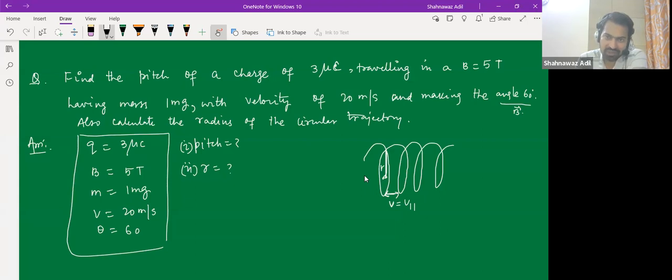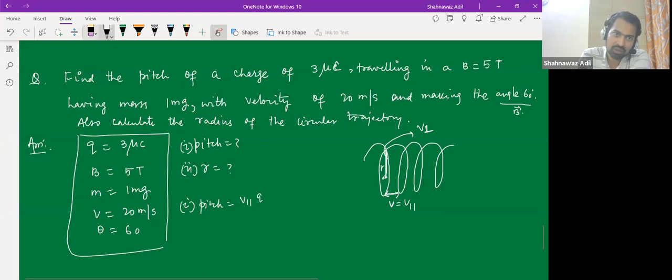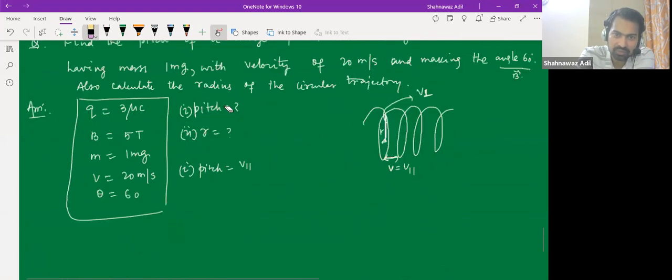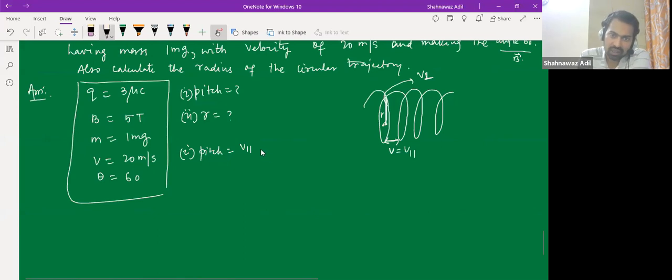What gives the circular trajectory? Which velocity? So the radius is given by V perpendicular, right? And what is pitch? So pitch is V parallel times the time period, and that is 2 pi m by QB. So this is 2 pi m by Q B.